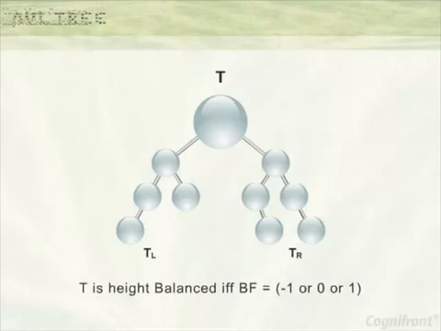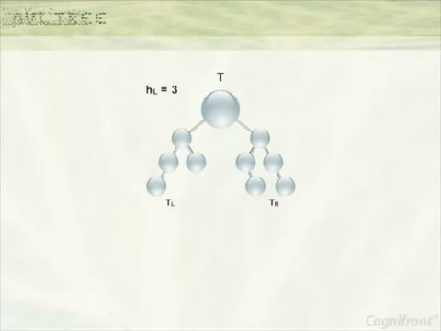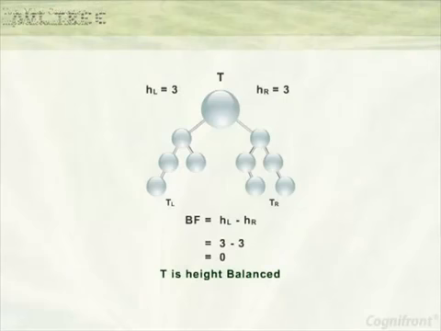Let us see what a balance factor is. The balance factor BF of any node in a binary tree is HL minus HR, where HL and HR are the heights of the left and right subtrees of that node.